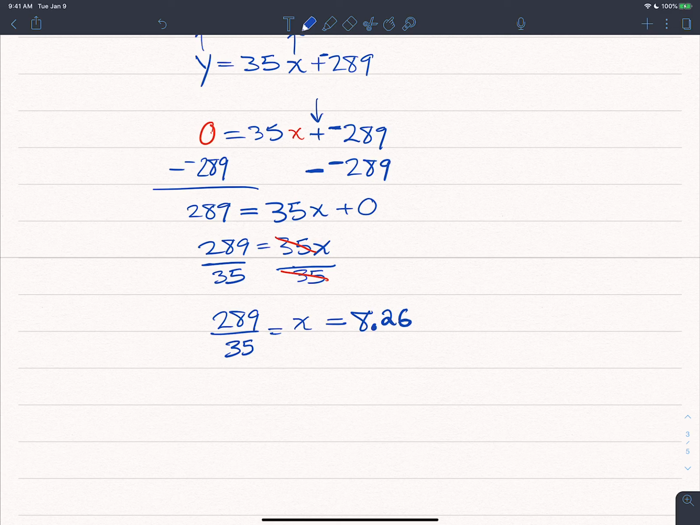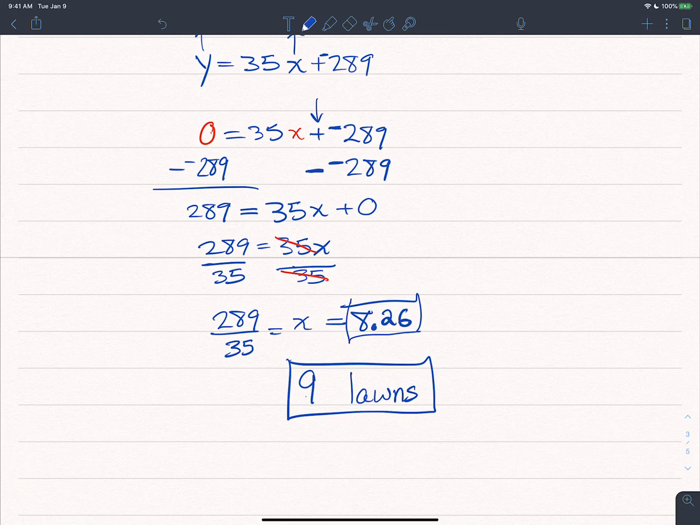Now, obviously, we can't cut 8.26 lawns. And if we cut 8 lawns, we'll be a little bit off, a little bit below. We need to get exactly to 0 or above 0. So we need to cut a total of 9 lawns, and we'll make all of our money back. That's our break-even point. Our break-even point is 9 lawns.